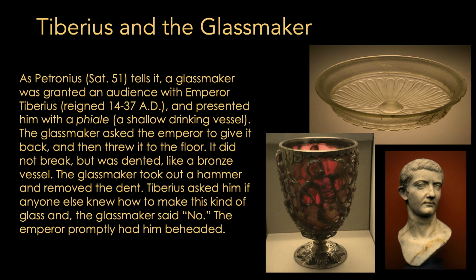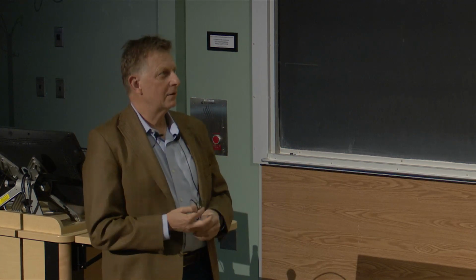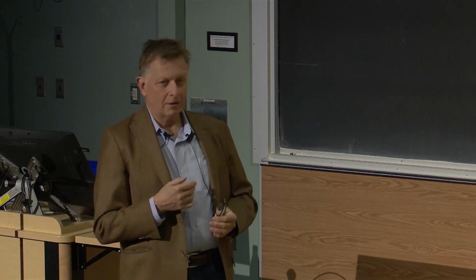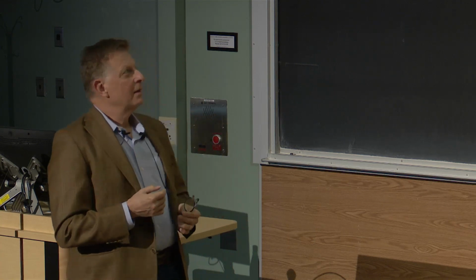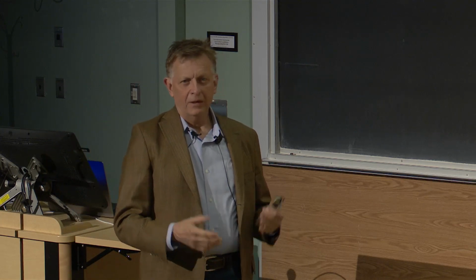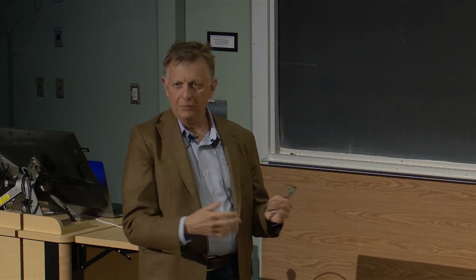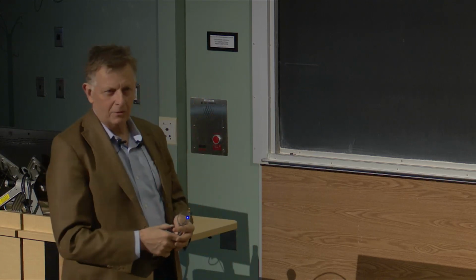And the story is such that one day an artisan came and got an audience with the emperor, saying, "I'm going to demonstrate something to you. I'm going to gift you this vessel, a glass vessel." And Tiberius said, "Oh, great, thanks." Then he said, "Can you hand it back to me? I'll show you something." And so he took the vessel and threw it on the ground, and rather than breaking, it was just dented. And then he took some tools and molded it back into the original form and handed it back to Tiberius.